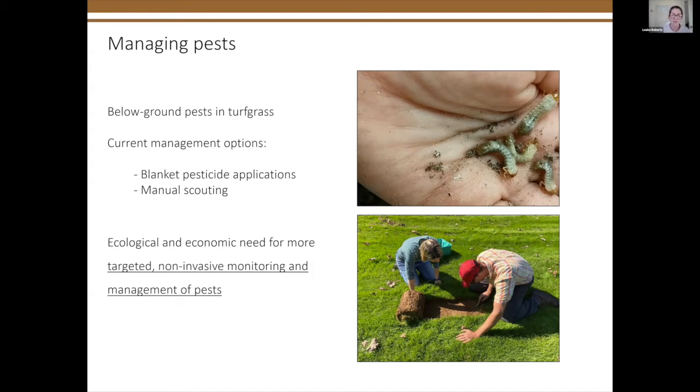So we can use manual scouting for this to assess populations. And this involves hand sorting and taking soil samples, but it's a time-consuming technique, requires training, and is also fairly invasive. So what we need is a monitoring technique that's non-invasive, cost-effective, and species-specific for managing pests.